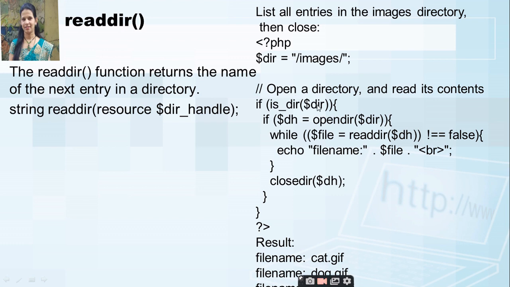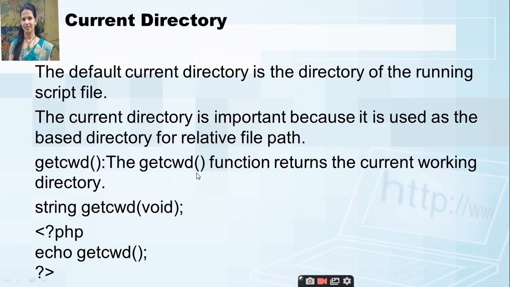So how do we list all the entries of this directory? Just use the same logic, the same program again. Take out one directory, check it is a directory, open this directory, read the data, display the data and close the directory. These are about the readdir function.